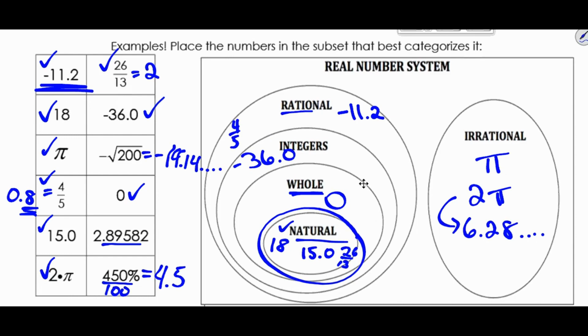It's not repeating 1, 4, 1, 4 over and over. It's just random numbers going on and on. Anytime you take the square root of something that's not a perfect square, you're going to get an irrational. Square root of 200 is not a nice number.